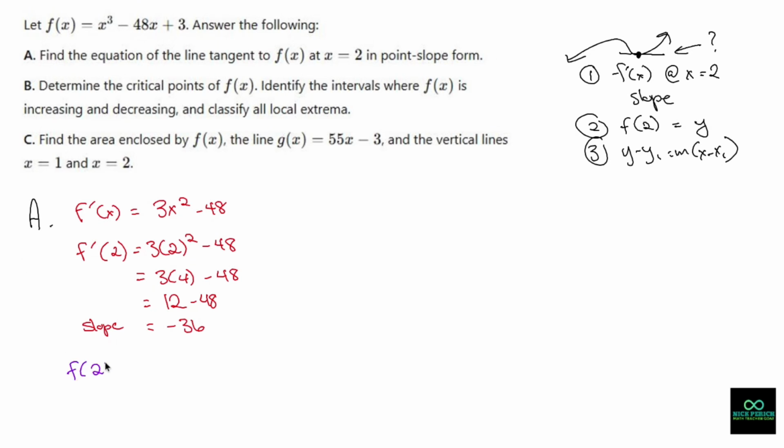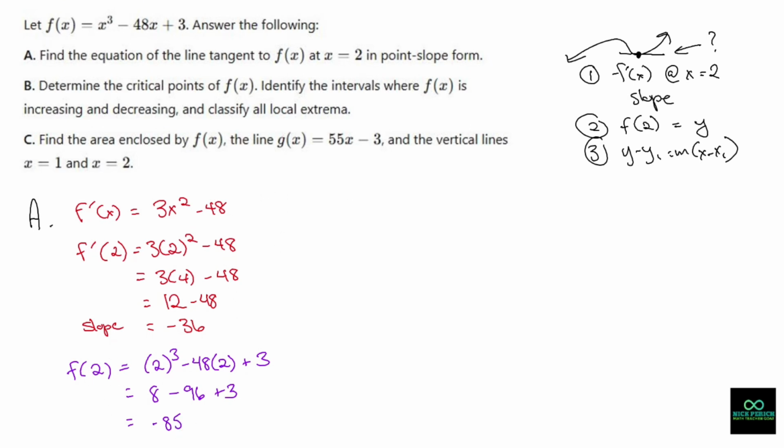So f of 2 is going to be 2 to the 3rd power minus 48 times 2 plus 3. So that's 8 minus 96 plus 3. And 8 minus 96 is negative 88. Negative 88 plus 3 is negative 91. No, it's not. Negative 85. What was I thinking? Negative 85. All right. So that's our point.